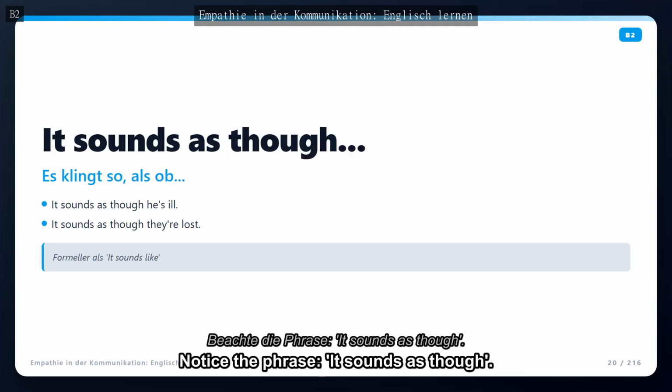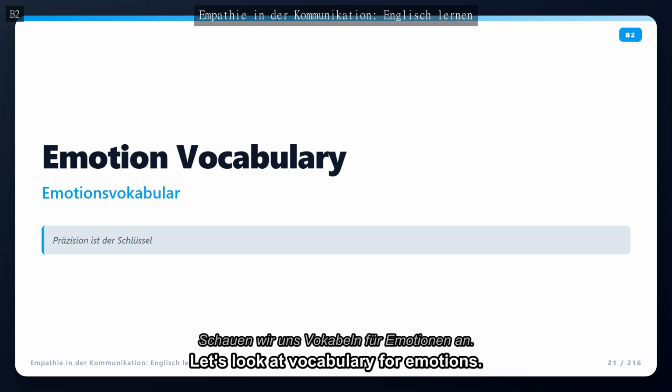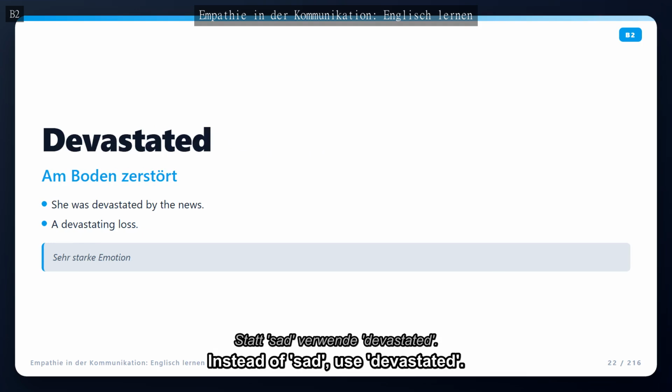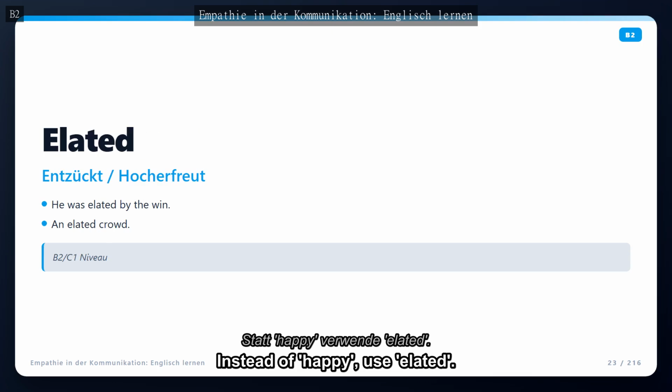Notice the phrase, it sounds as though. Let's look at vocabulary for emotions. Instead of sad, use devastated. Instead of happy, use elated.